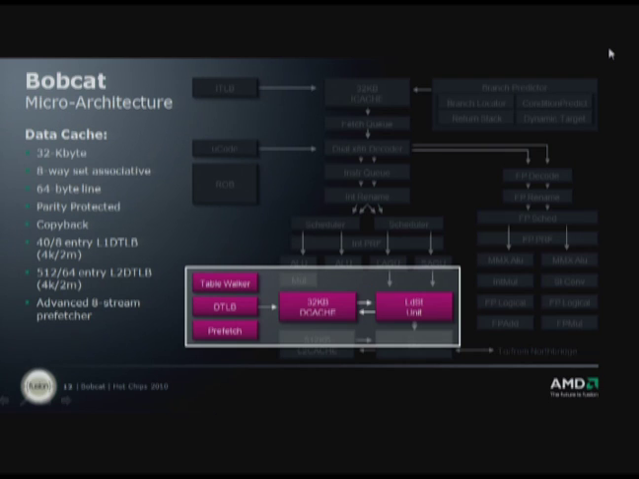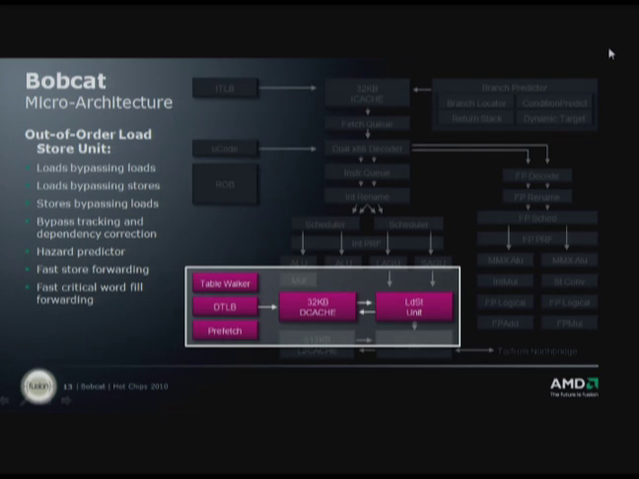Data cache, it's a 32 kilobyte, 8-way set associative, parity protected. It is a write back or a copy back cache, depending on your taxonomy. And again, we've gone with 8-way set associative to get the hit rate up, obviously. As far as the TLB partitions, it's a two-level TLB. It's a 40-entry 4K, 8-entry 2 meg on the first level, and you can see 512, 64-entry on the second level. And we've got, part of this, an 8-stream prefetcher.